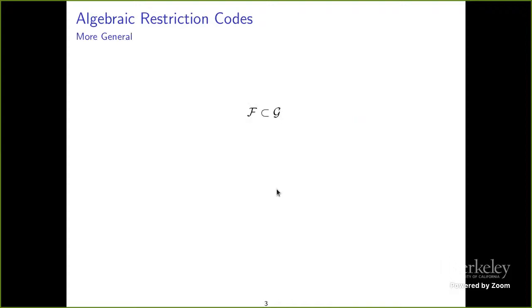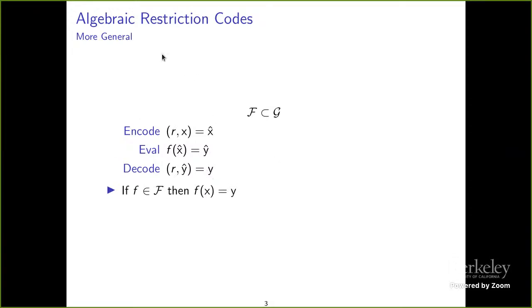More generally, we have two sets, F and G. F is a subset of G, and we want to allow functions in F, and disallow the functions that are in G but not in F. So the syntax of our algebraic restriction code is: you take some input x and some randomness r, produce an encoded input x hat, and then you can evaluate a function from F or G on it and get an encoded output. Now this encoded output can be decoded using the same randomness, and you get y. And if the algebraic restriction code is correct, then this y that you get in the end is the same as if you evaluated this F function on the original input.